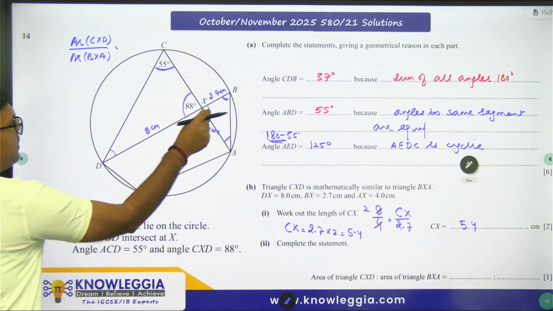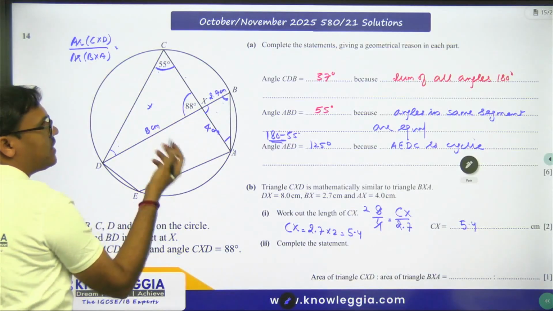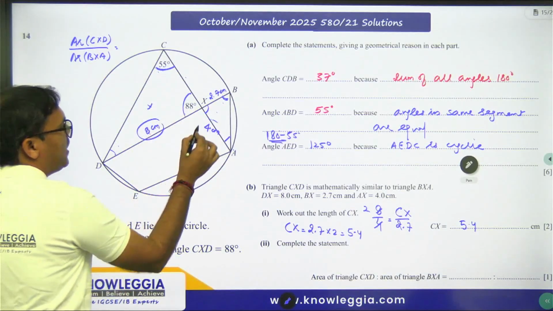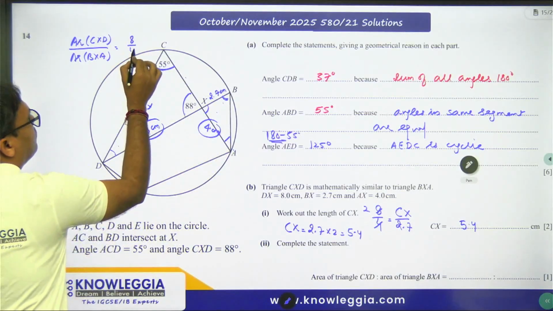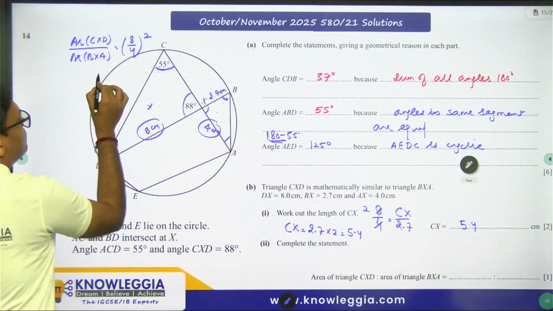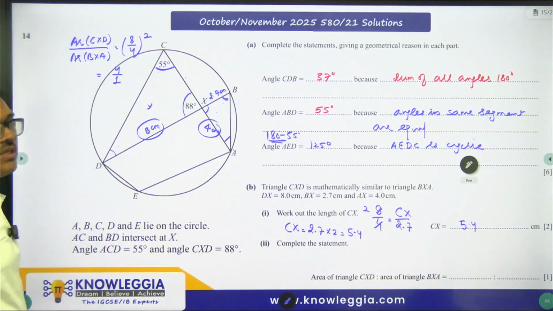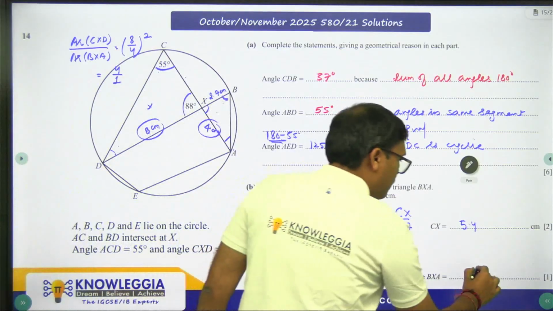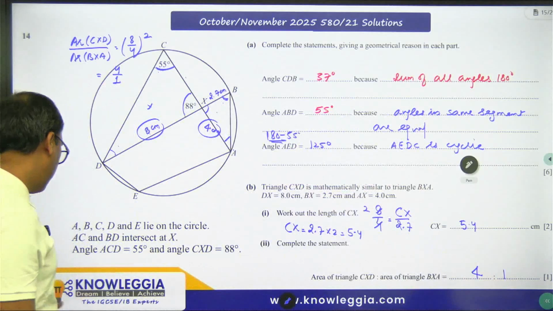This ratio will be equal to the scale factor squared. Now, what is the scale factor? You can see the ratio of the corresponding sides is 8 by 4, and then the square. So this is 4 by 1. So what is the ratio? 4 is to 1 is the answer for this question. I hope this is clear.